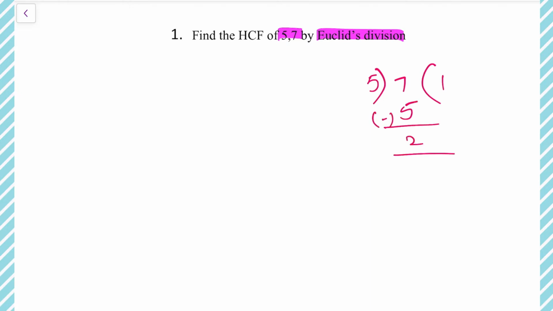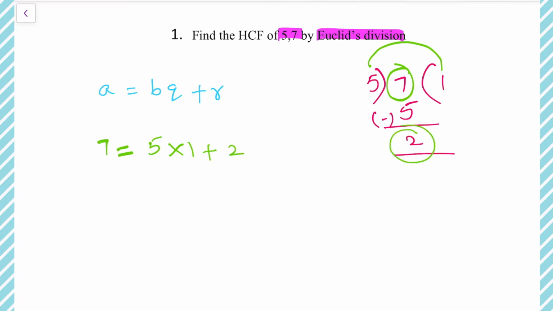7 minus 5, 2. So now this we need to write in the form of a equals bq plus r. It is nothing but dividend equals divisor into quotient plus remainder. So here dividend is 7. So 7 equals divisor into quotient, 5 into 1, plus remainder. The same way we need to continue this process till we get the remainder 0.